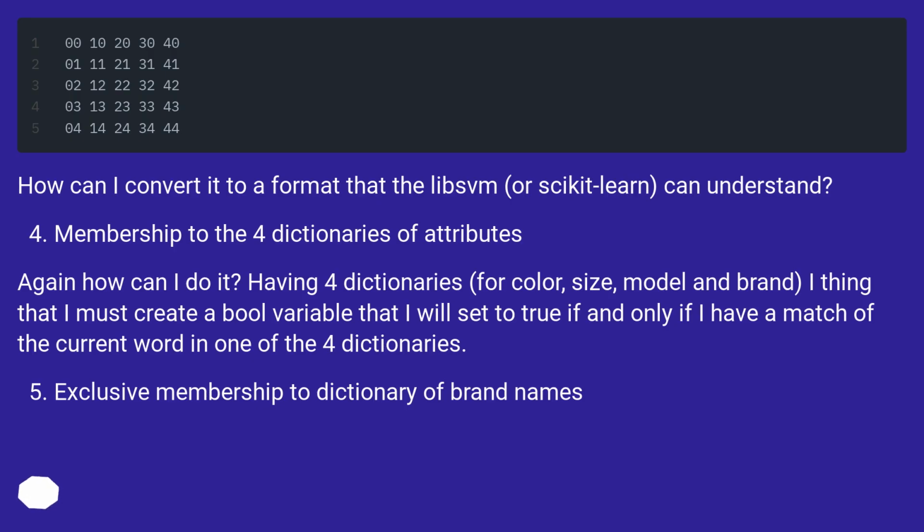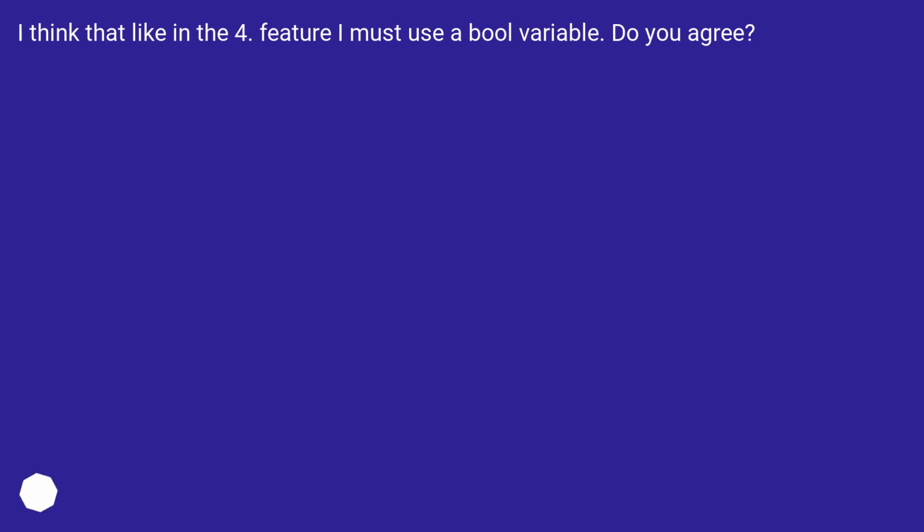Membership to the 4 dictionaries of attributes. Again, how can I do it? Having 4 dictionaries, for color, size, model and brand, I think that I must create a bool variable that I will set to true if and only if I have a match of the current word in one of the 4 dictionaries. Exclusive membership to dictionary of brand names. I think that like in the previous feature I must use a bool variable. Do you agree?